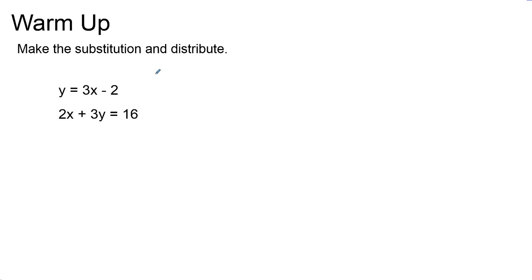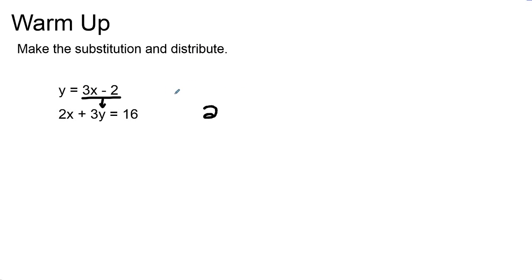So up here you have this warm up: make the substitution and distribute. I'm just going to get you started and then I'll let you finish it on your own. Getting you started here, I see that y is equal to 3x minus 2. So I'm going to take this 3x minus 2 and substitute it for y here.